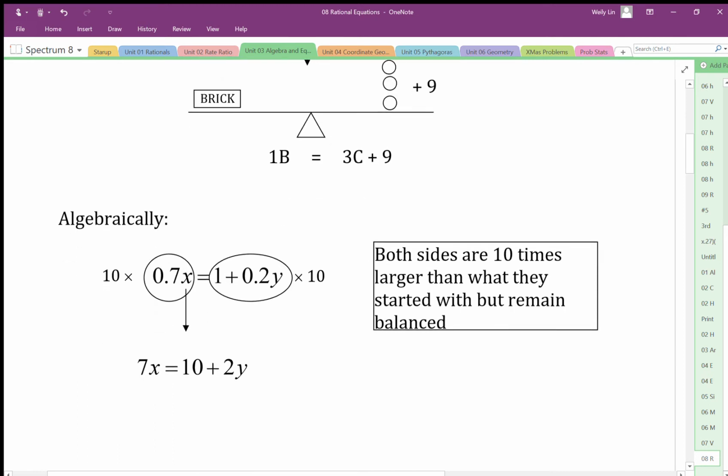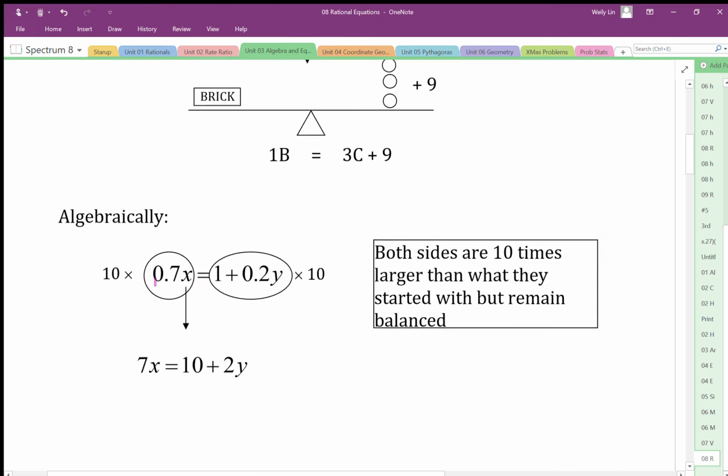Okay, and we can also do this. We can take some decimal values here. So if I have 0.7x equals 1 plus 0.2y, I don't really like the decimal, so I'm just going to multiply this by 10, and I get 7. Multiply this by 10, I get 10. I multiply this by 10, I get 2. And as long as I made both sides the same proportion larger by a factor of 10, it's still going to balance. And again, that's the only rule.